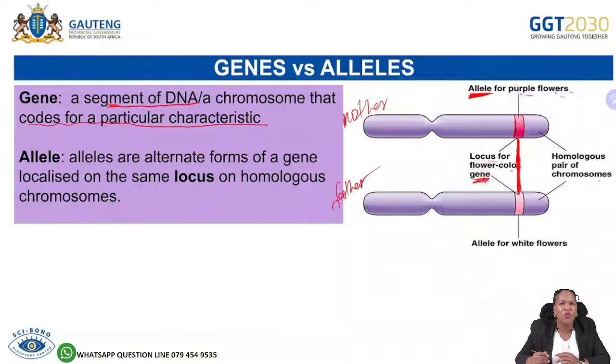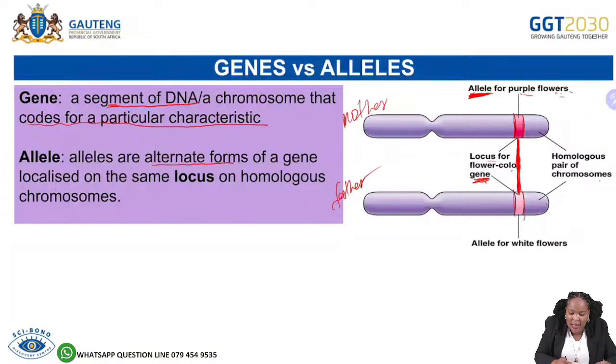What do we mean by that? An allele for purple flowers. What is an allele now? This is something new. We've said this is a gene because they are on the same location on these two homologous chromosomes and they are coding for flower color. But on these genes, we have alternate forms. What do we mean by alternate forms of a gene? We say these are alleles. Now, these alternative forms of a gene are localized on the same locus on homologous chromosomes.